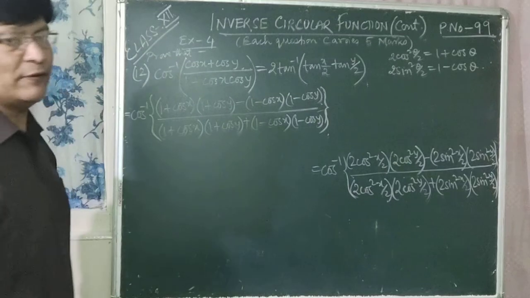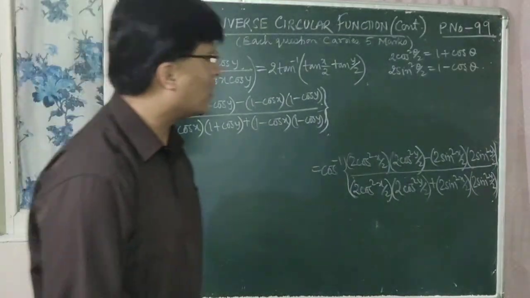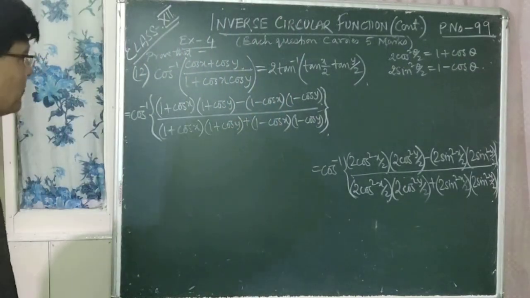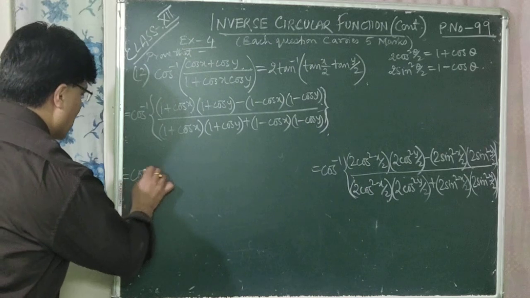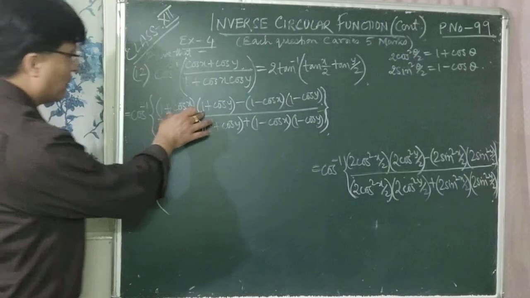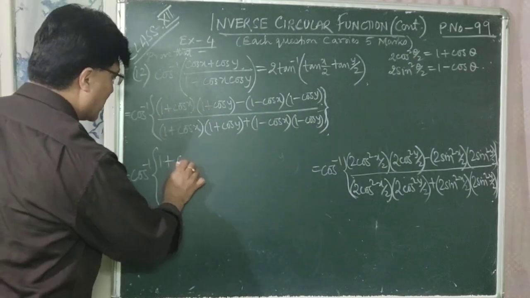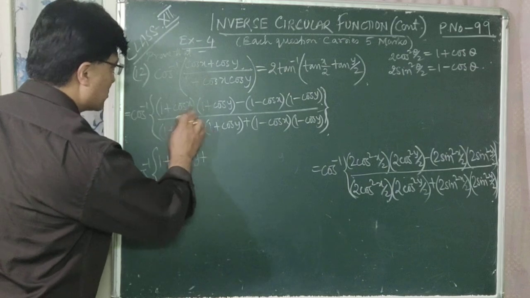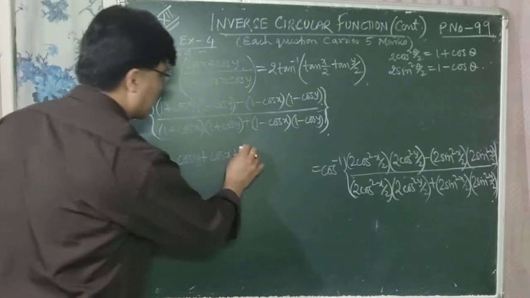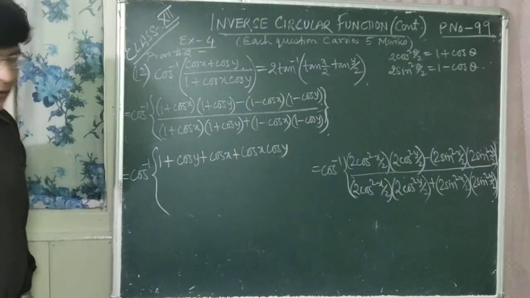So this is the simplification. That is, we are using the formula of 2 cos square theta by 2 is equal to 1 plus cos theta, and 2 sine square theta by 2 is equal to 1 minus cos theta. Okay? So is equal to cos inverse. Now within second bracket, let us simplify it. Let us multiply these two factors. So it is 1 into 1 is 1, plus 1 into cos y, plus cos x into 1, cos x, plus cos x into cos y. That is cos x cos y. Is that clear?